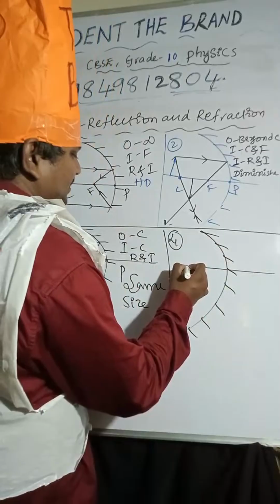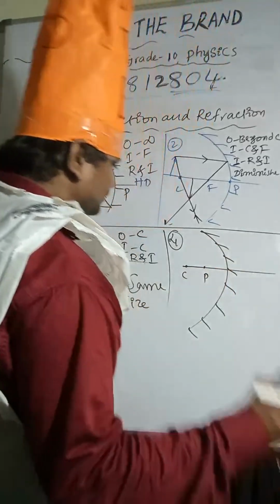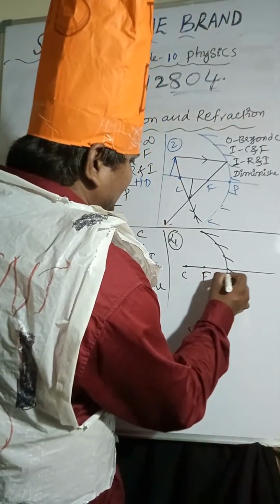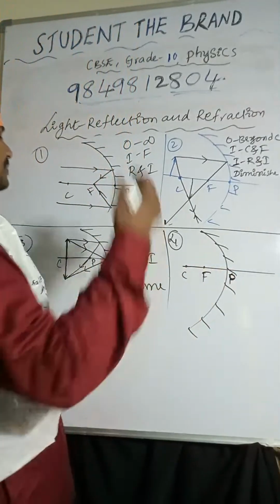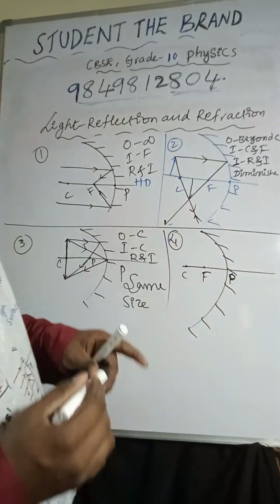Object is placed. This is center of curvature. Pole. Center of curvature. Focus and pole. Object is placed between C and F.